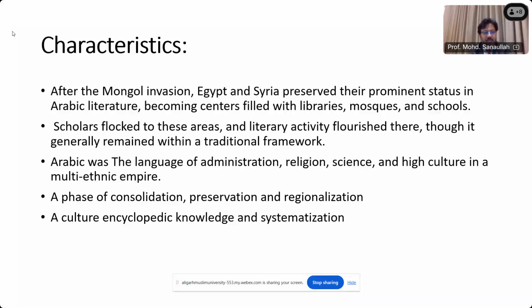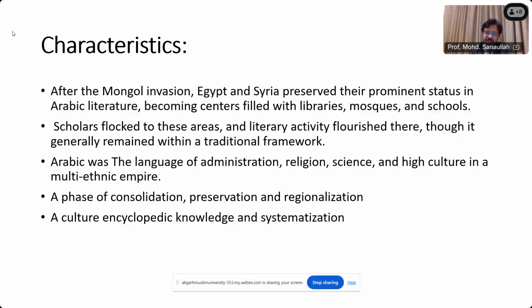So you have the Arabs, you have the Berbers, you have the Persians, you have the Turkic peoples, you have the Romans, you have the Greeks. So all these were different ethnicities. So it was, of course, a phase of consolidation, preservation, and regionalization, as these things characterize the very nature of the Ottoman Empire.